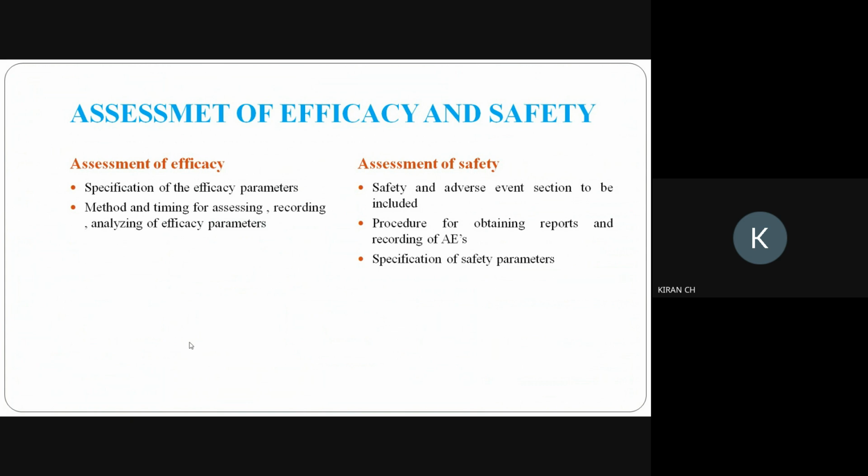Next, safety: for example, if in a 1 month period the patient doesn't have adverse effects or adverse drug reactions, then from that we can know, okay, this drug is safe and no side effects are shown on the patient. So that's the reason we have to mention the assessments for efficacy separately, and assessments for safety separately.